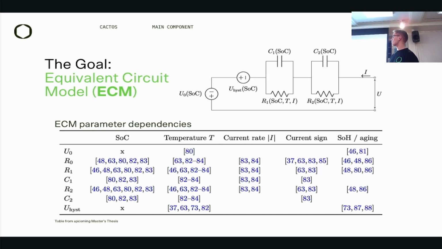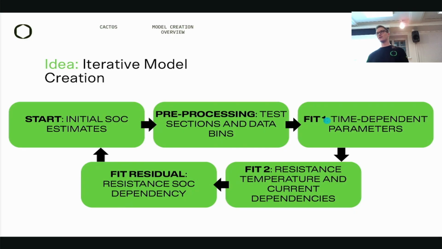All of these components depend on multiple parameters such as SOC, temperature, current rate, current sum, as well as aging of the cell. So extracting all of these individual dependencies is very difficult from operational data. But with an iterative model creation approach, I was able to find many of these.